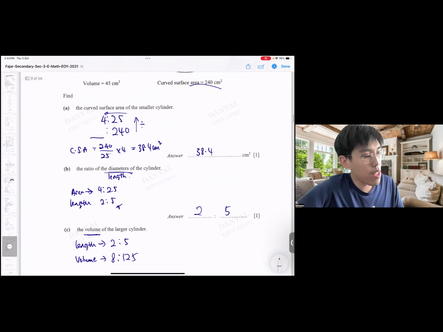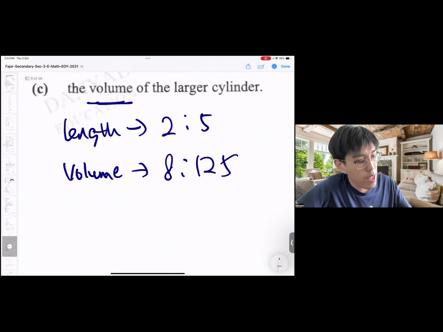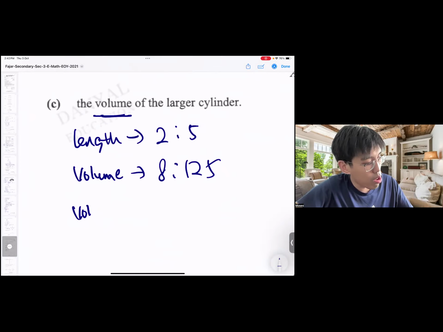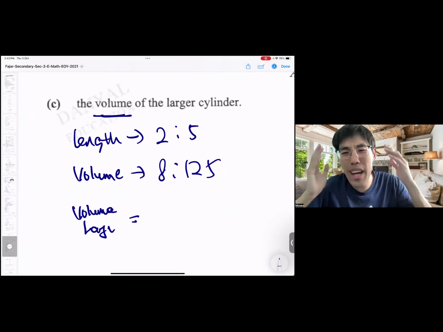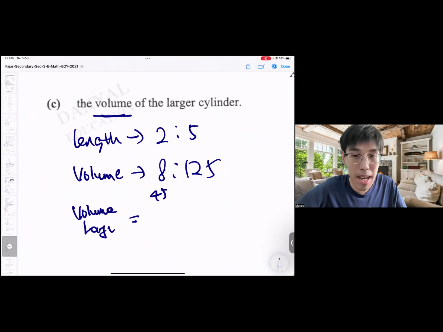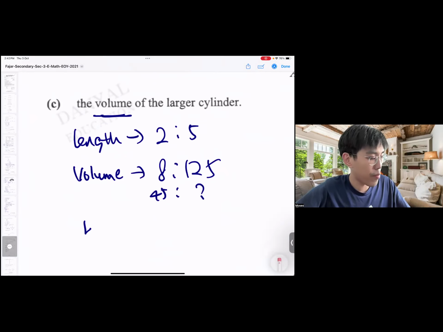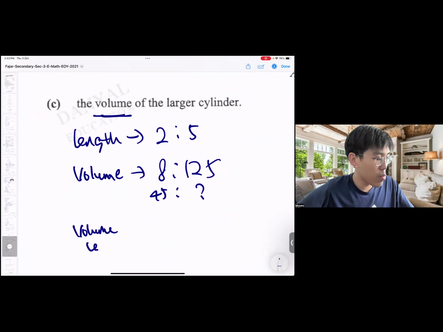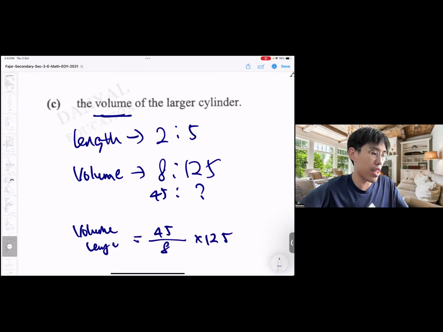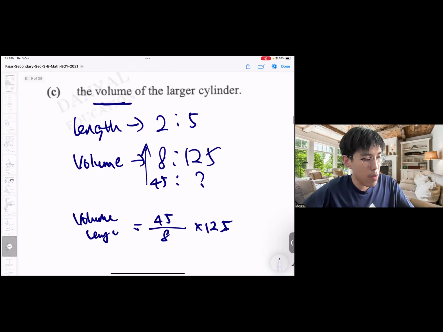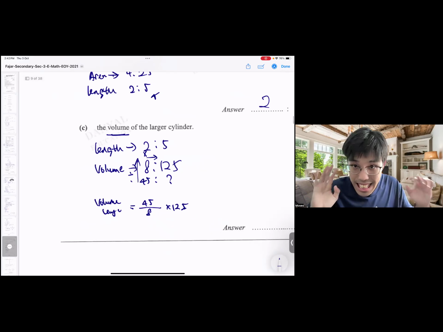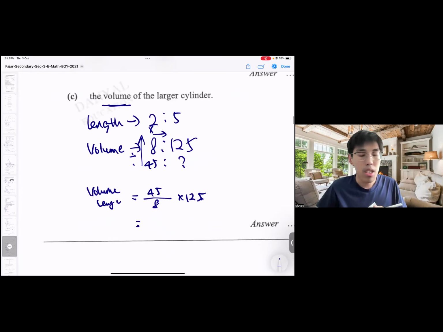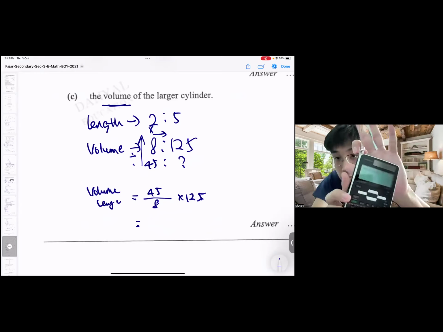Okay, so now we have the volume is 45 cm cube of the smaller one. So the volume of the bigger one, so the volume of large, is technically the same thing. It's the L method we just use. Okay, so it's 45 here, to how many? That's the idea. So the volume of the large will be 45 divided by 8 multiplied by 125. Same thing, divide upwards, multiply across. So 45 divided by 8 times 125, you get this.